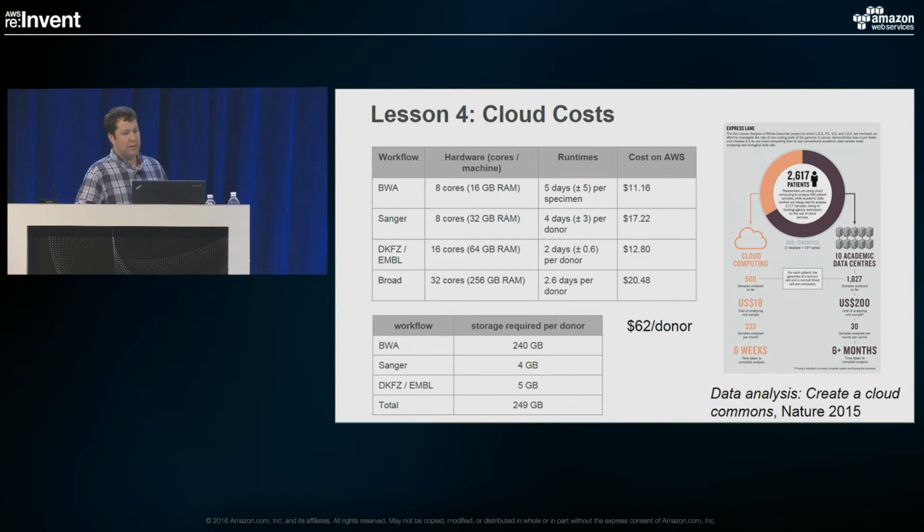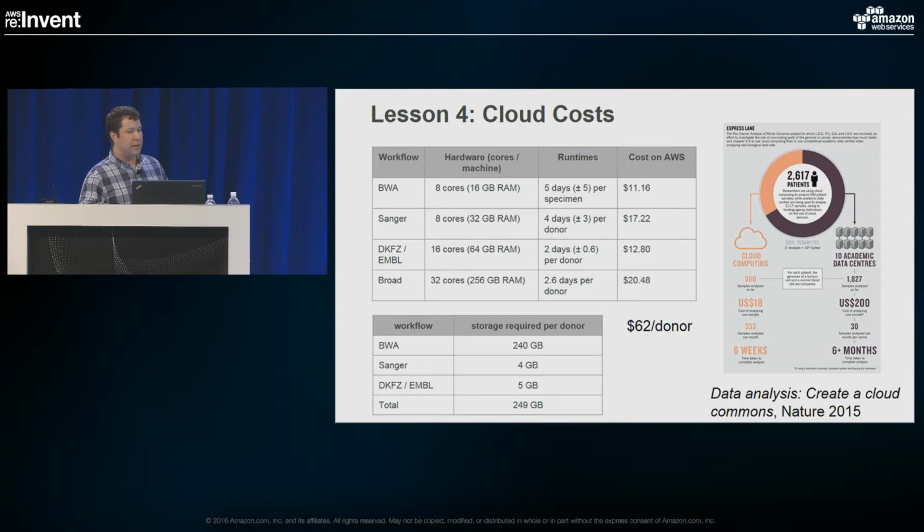So there's an interesting piece in Nature in 2015, "Data analysis: Create a cloud commons." I encourage you to take a look at it because this figure is obviously too small here. But the take-home point is, when we did the math, we looked at building out infrastructure, staffing it up, keeping it supported, and compared that to running the same pipeline, the Sanger pipeline, on Amazon. We actually had an order of magnitude difference in the price. Amazon was significantly cheaper for us to do compute on.